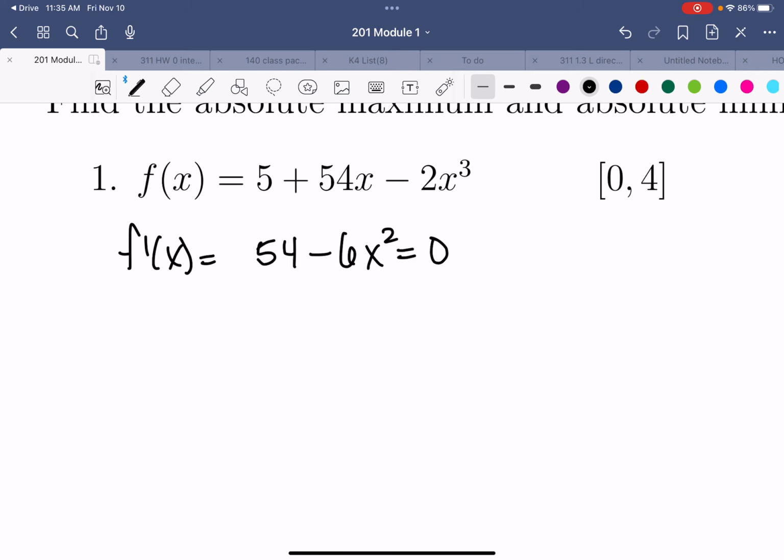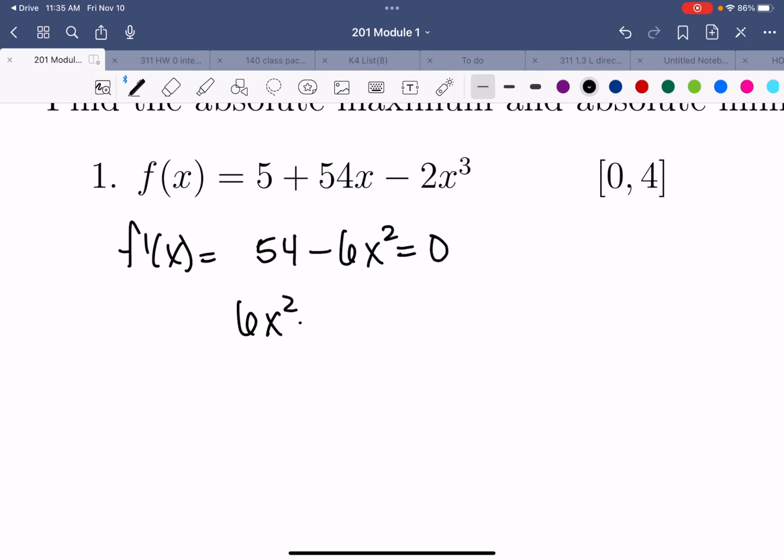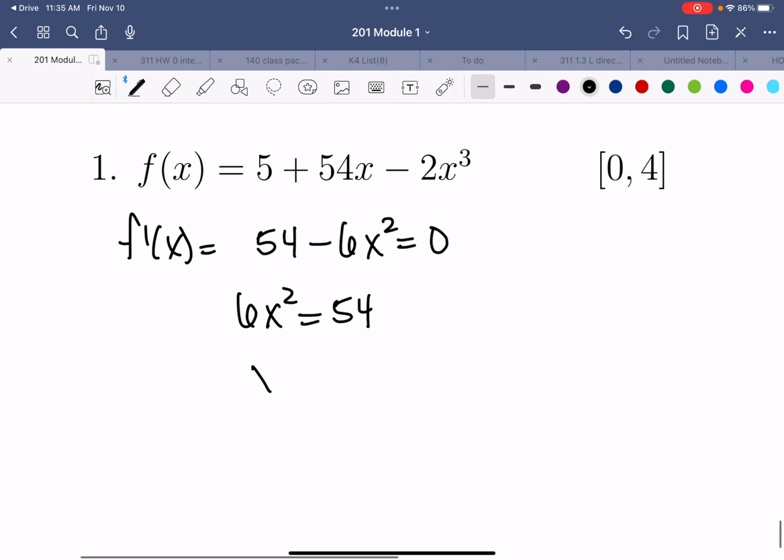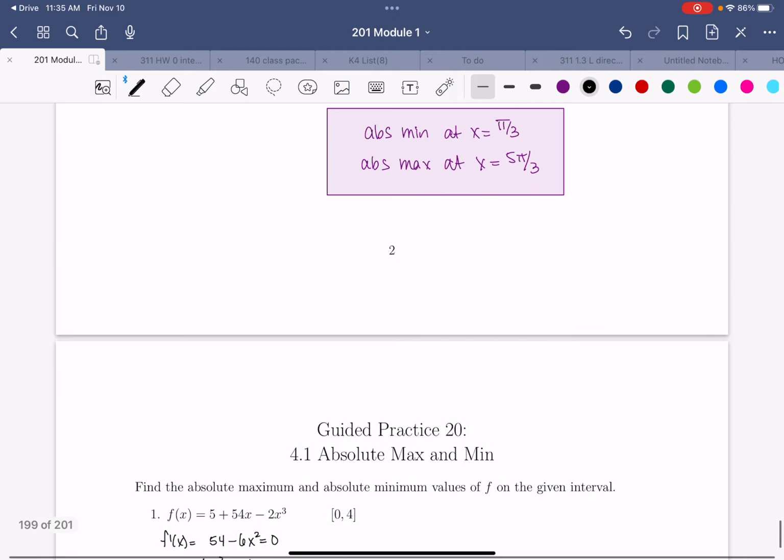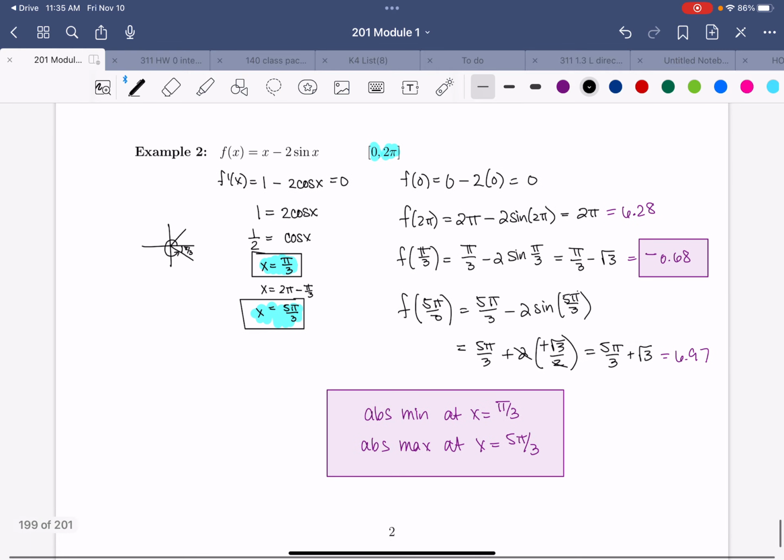Oh, x squared. Let's see, that's 6x squared is equal to 54. Divide by 6 is going to give you x squared equals 9. Take the square root, that gives us x equals, oh, wait a second, hold on. One thing that we had to check up here.